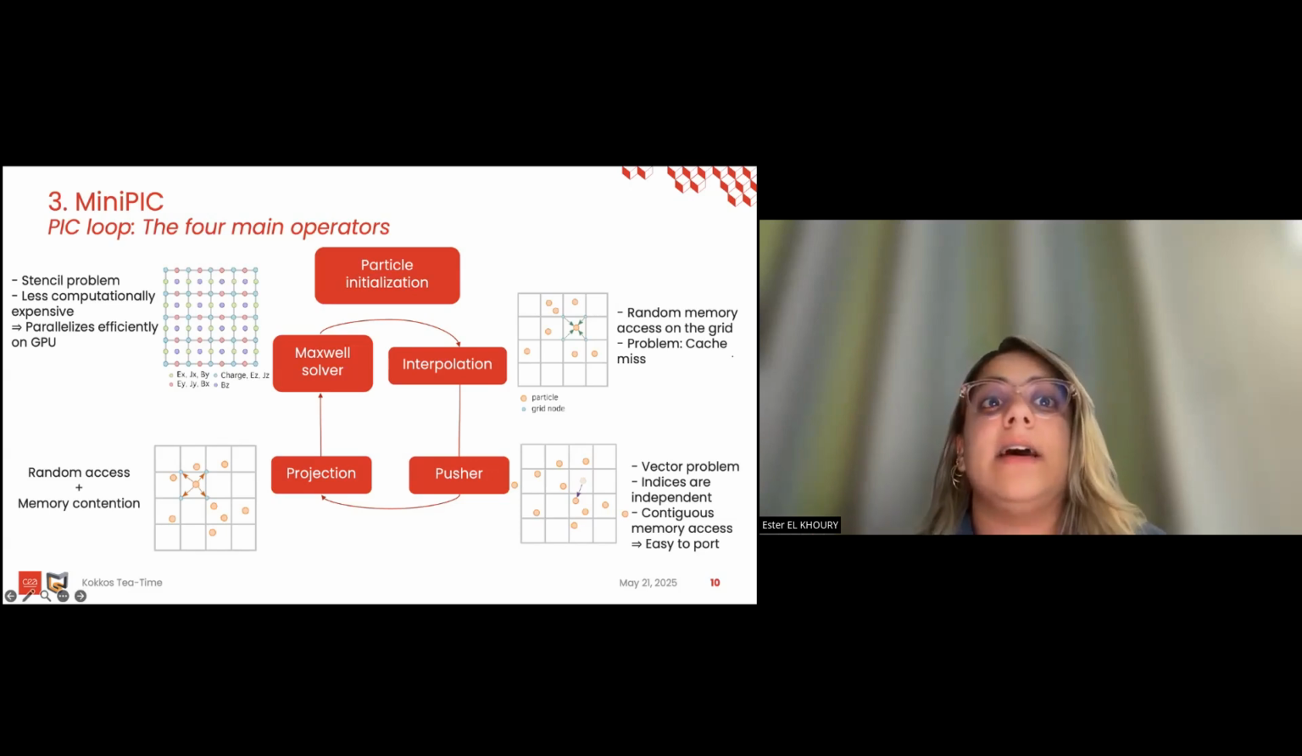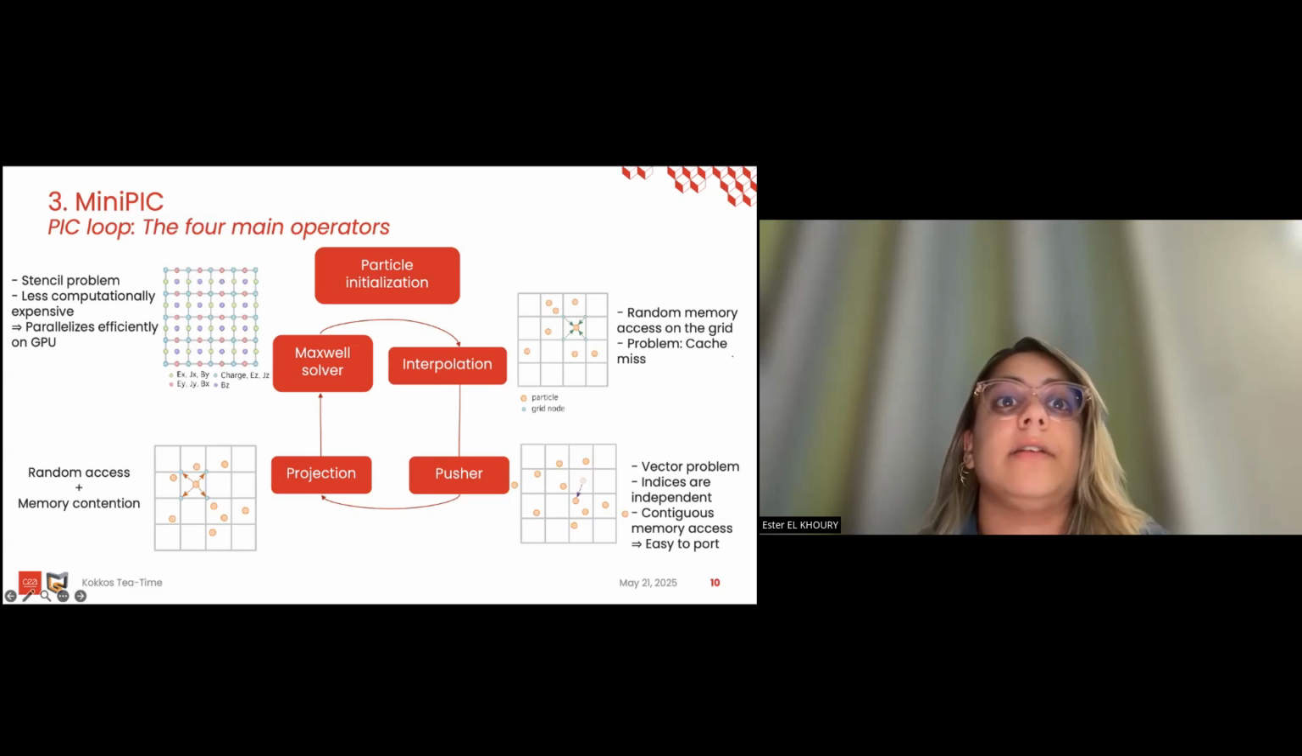The second operator is the pusher. It updates the momentum and the position of the particles based on the electric and magnetic fields. Here, the particle axis is contiguous. Each particle is updated independently, so it is easy to parallelize and port to GPUs.